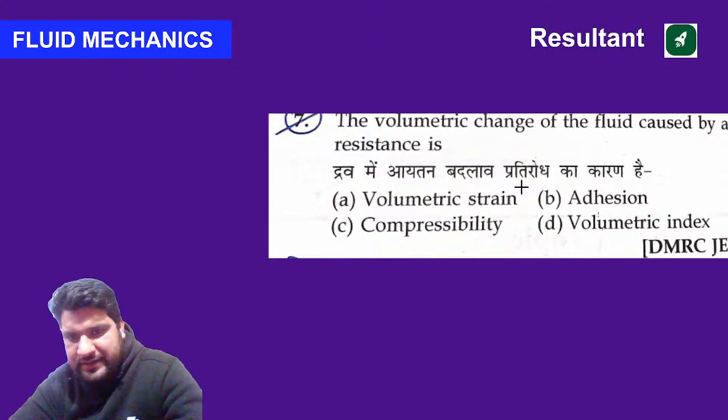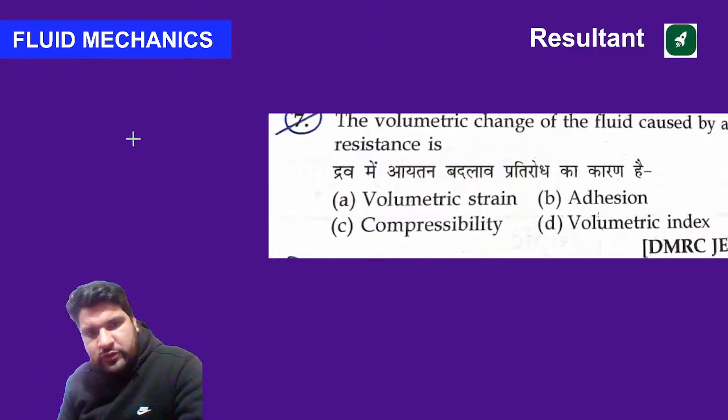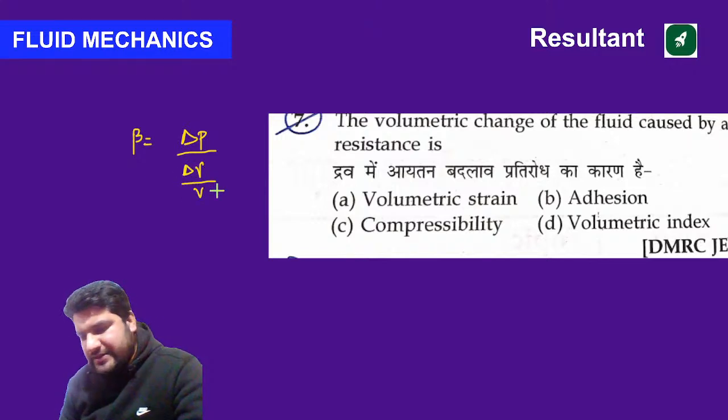Okay, Adnan is saying C is the answer. If we are defining the bulk modulus, what is bulk modulus? Simply we can say the bulk modulus is defined as change in the pressure to the volumetric strain. If we are writing the bulk modulus, denoted by B, beta, that is equal to change in the pressure upon volumetric strain. Volumetric strain can be written as delta V by V.